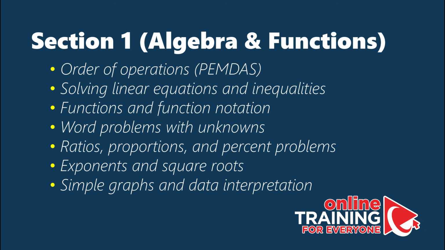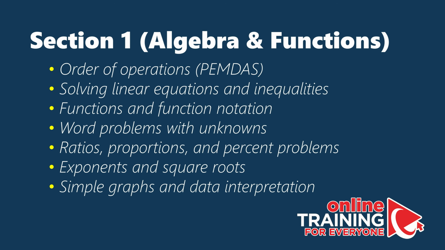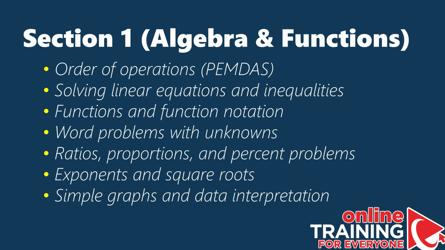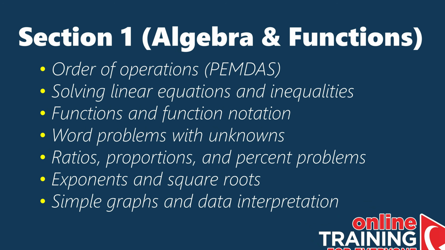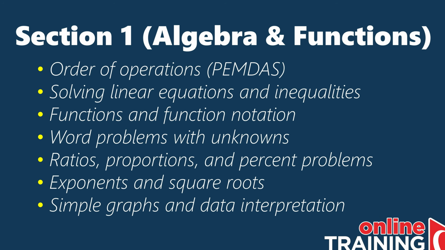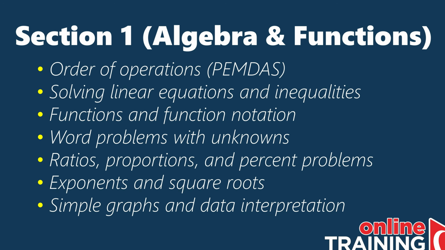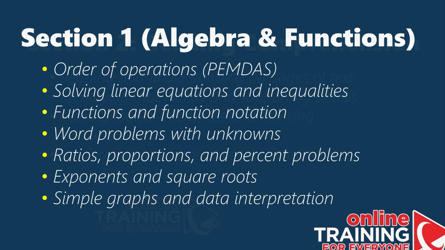There are two sections in the test. The first section represents algebra and functions. It tests how well you know order of operations, solving linear equations and inequalities, functions and function notations, word problems with unknowns, ratios, proportions and percent problems, exponents and square roots, simple graphs and data interpretation. It has 33 questions and you need to solve them in 46 minutes.